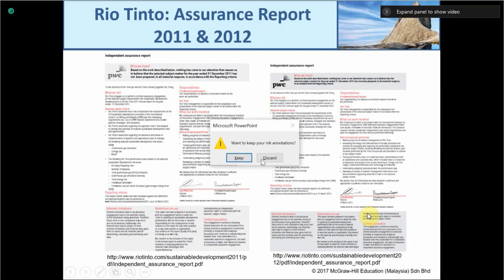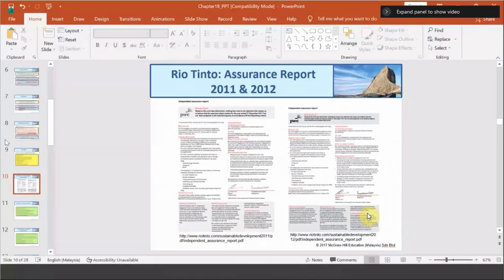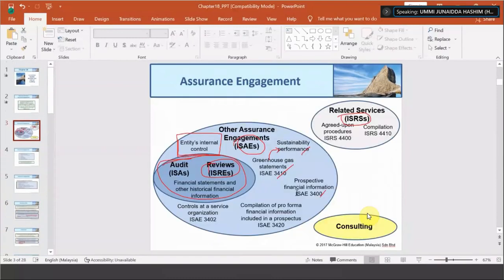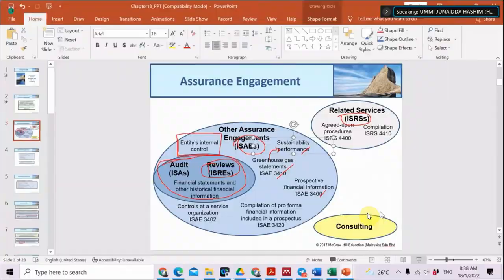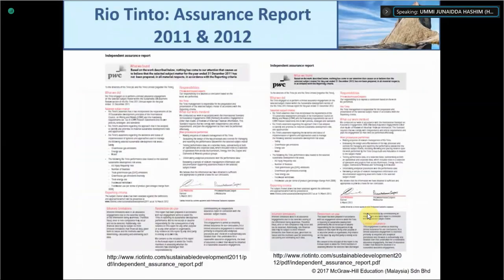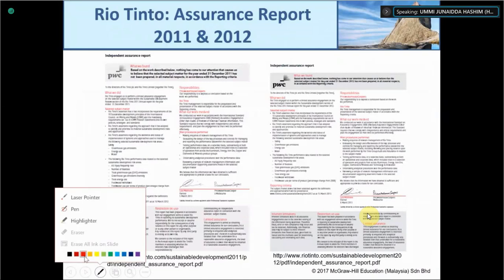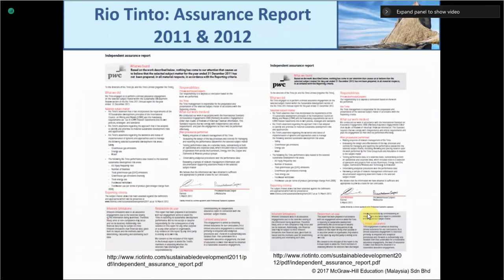So it is under ISAE. Okay, it is under ISAE, which is what we want to discuss. What we see in this is the sustainability performance example. Okay, so what we found, based on the work described below, nothing has come to our attention that caused us to believe that the selected subject matter for the year ended 31st December 2011 has not been prepared in all material respects in accordance with the reporting criteria.